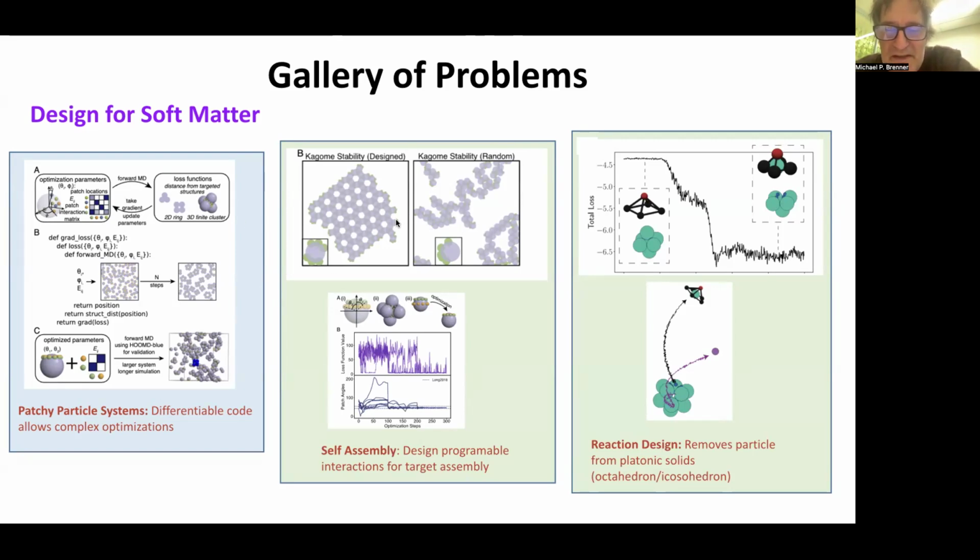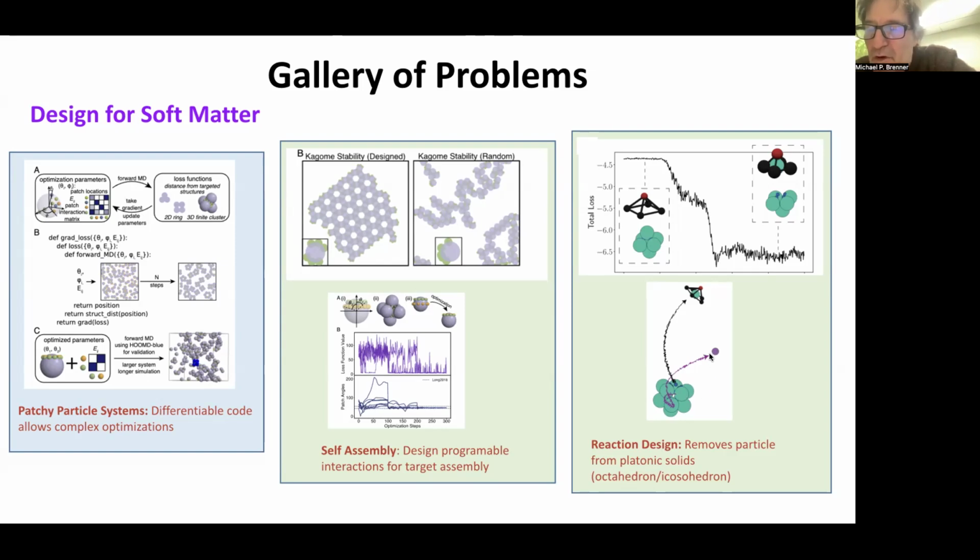I mean, we did things, and this is still kind of silly, but we designed particles that will form spontaneously into Kagome lattices. This is what happens if you use random designs, and this is the design of the system that forms Kagome lattices with high yield.